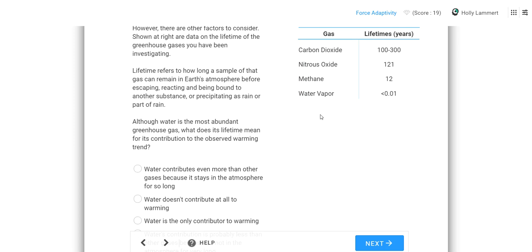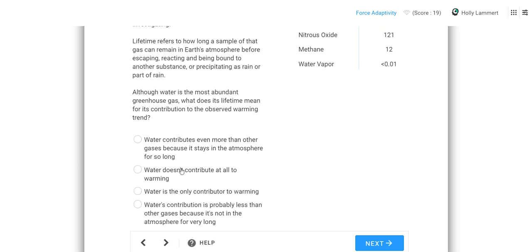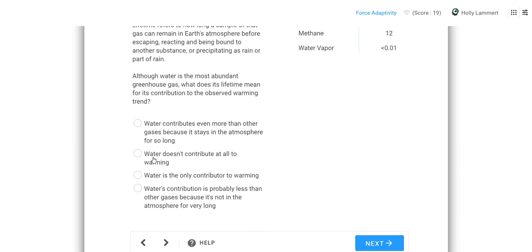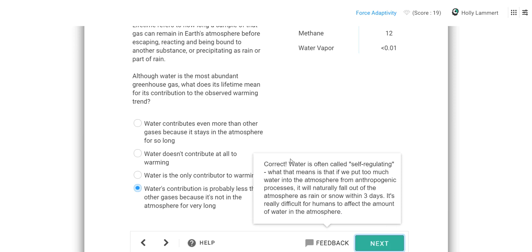Although water is the most abundant greenhouse gas, what does its lifetime mean for its contribution to the observed warming trend? So water vapor has a really short lifetime. It's up in the air and then it's back down on the ground. So it is probably less than other gases because it's not in the atmosphere very long. Correct. Water is often called self-regulating. If we put too much water into the atmosphere from anthropogenic processes, it will naturally fall out as rain or snow within 3 days. It's really difficult for humans to affect the amount of water in the atmosphere.